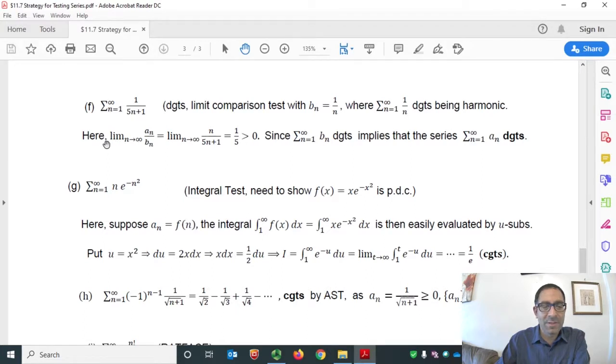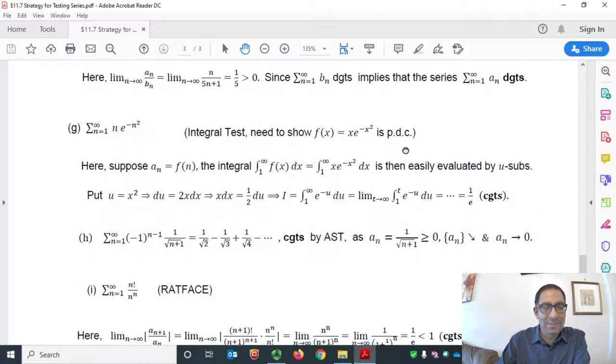Then in the limit comparison test, let's see the limit of this ratio. The limit as n goes to infinity of an over bn equals the limit as n goes to infinity. an is 1 over (5n plus 1), bn is 1 over n. So we flip it, then n over (5n plus 1). Then the limit of this n over (5n plus 1) as n goes to infinity is 1/5, which is positive. And since the series in the denominator is divergent, then by the limit comparison test, the series of the numerator also diverges.